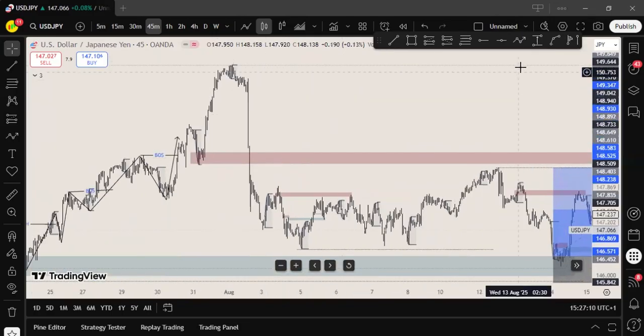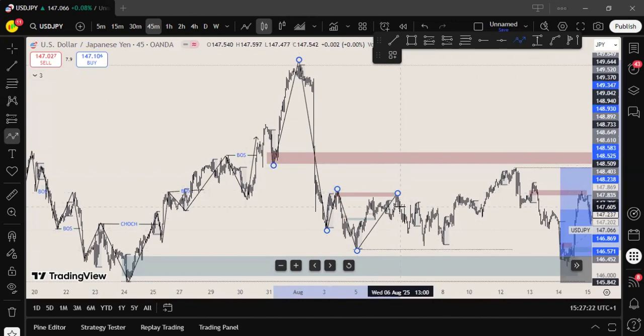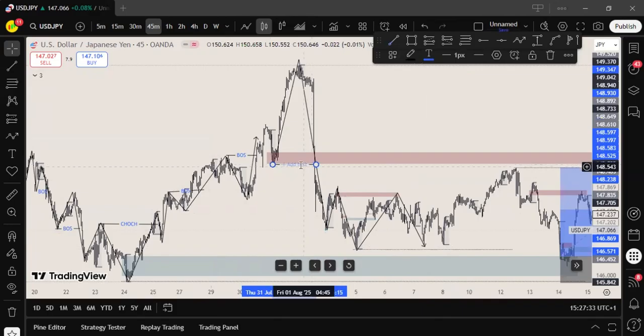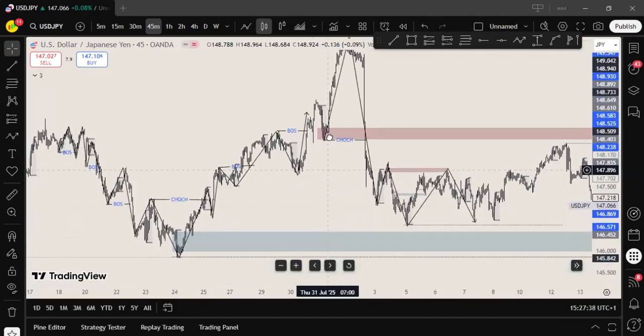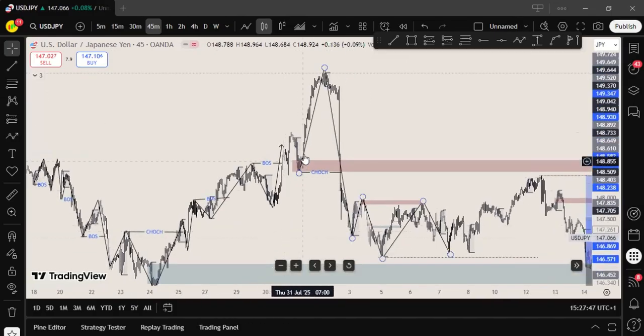Now, let me give you an example whereby the market changed from a bullish trend to a bearish trend. In this scenario right here, the market changed from a bullish trend to a bearish trend. The market changed character right here, after bullish breaks of structure. It means the market doesn't want to buy again, the market wants to start selling. That is when the market changes from a bullish trend to a bearish trend. But right here, the market changed from a bearish trend to a bullish trend, then from a bullish trend to a bearish trend.